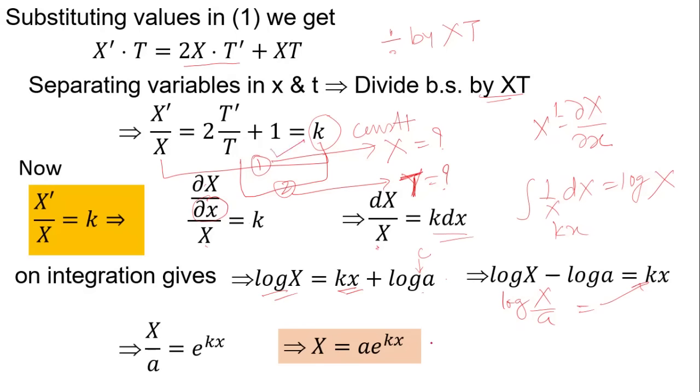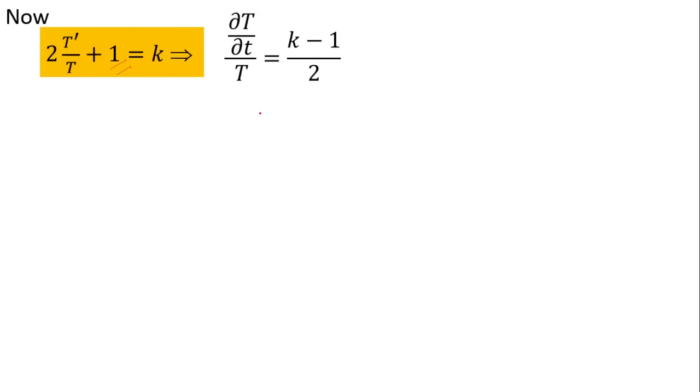Is that clear? So that is our first one. Then second, 2t dash by t plus 1 is equal to k. Is that clear? So now take this 1 on the right hand side, so it becomes k minus 1. So you will get t dash, that is dt by capital T, is equal to k minus 1 upon 2. Now multiplying by dt to both sides, dt by T is equal to k minus 1 by 2 into dt.